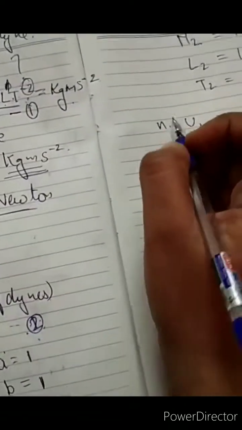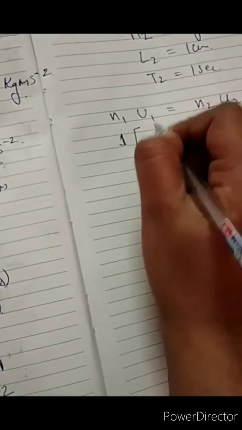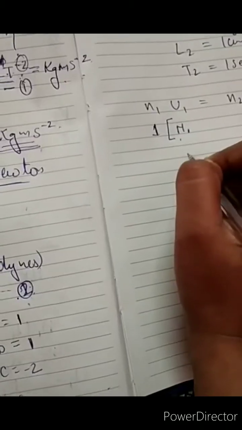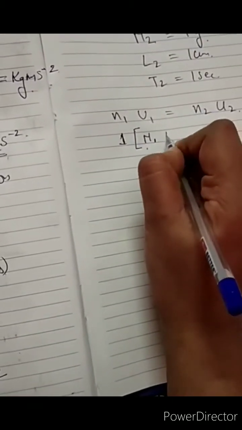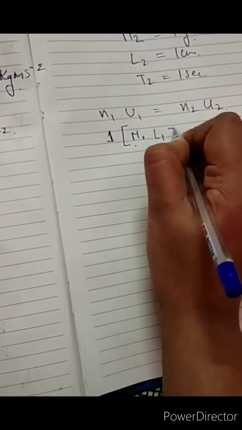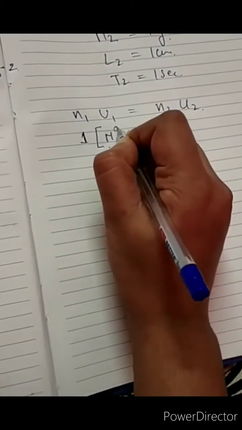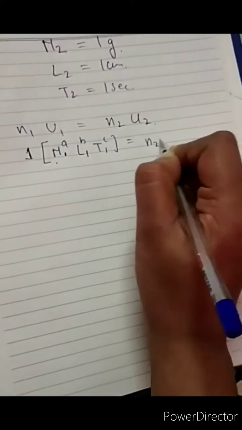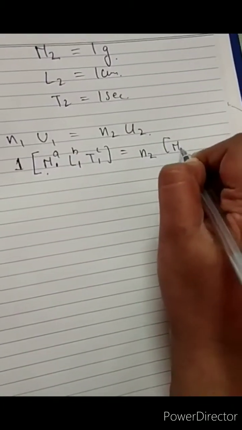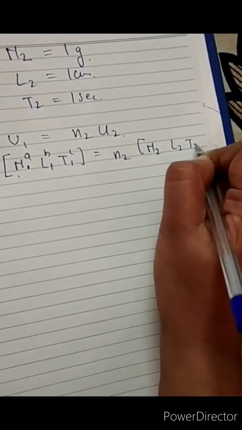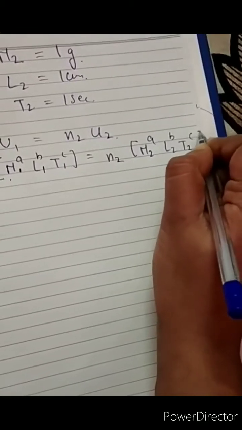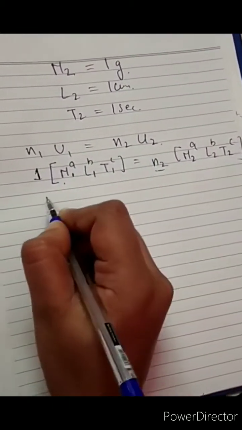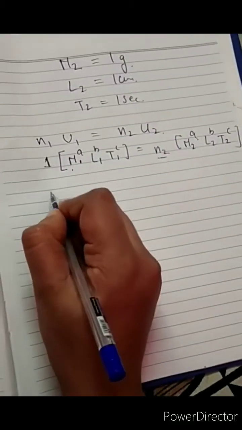U1 is 1. Okay, so U1 I just write it down in the same form: M1, L1 and T1 to the powers A, B and C, is equals to N2. N2 I have to find out. I don't know the value of N2. So this is M2, L2 and T2, A, B and C. Correct?